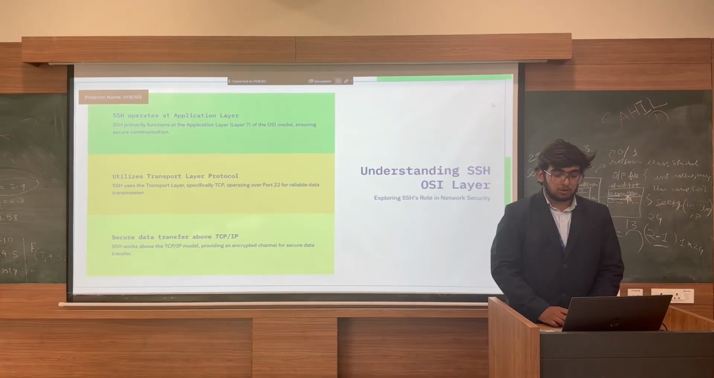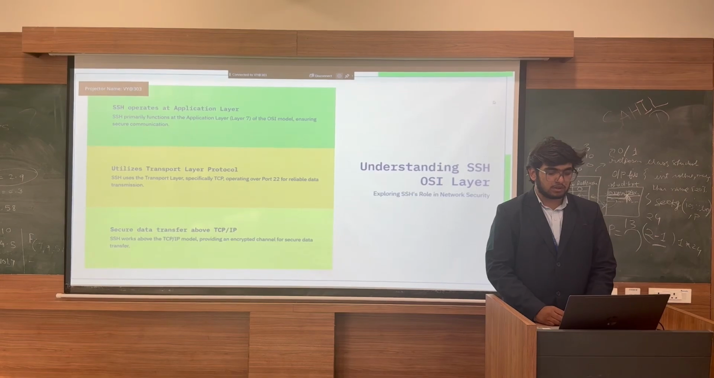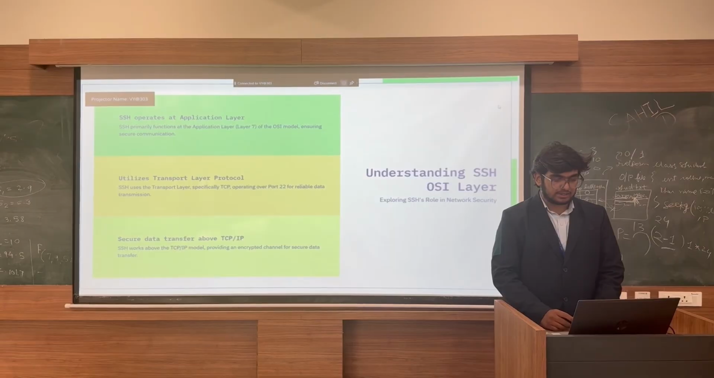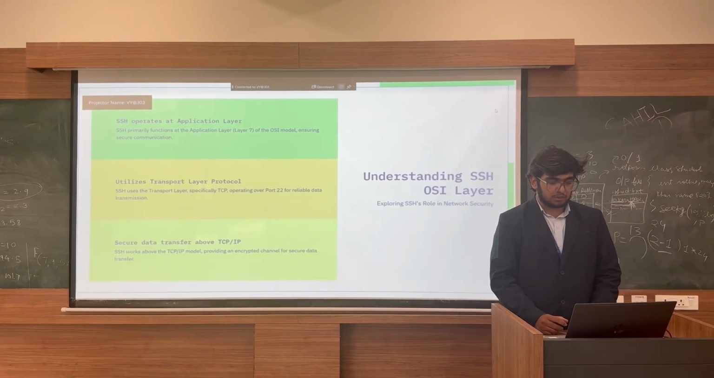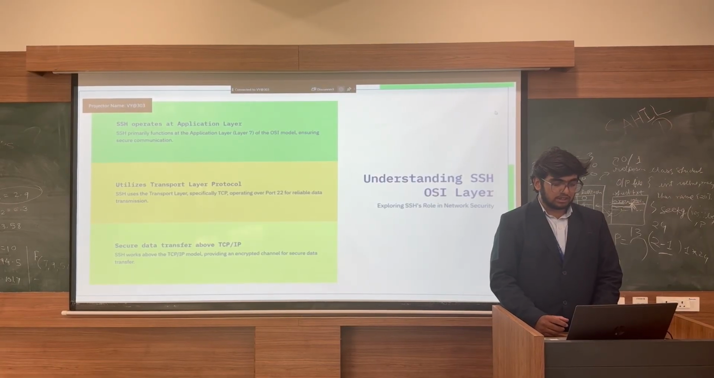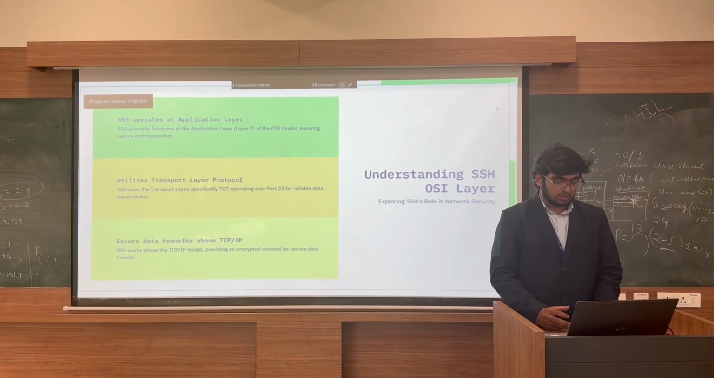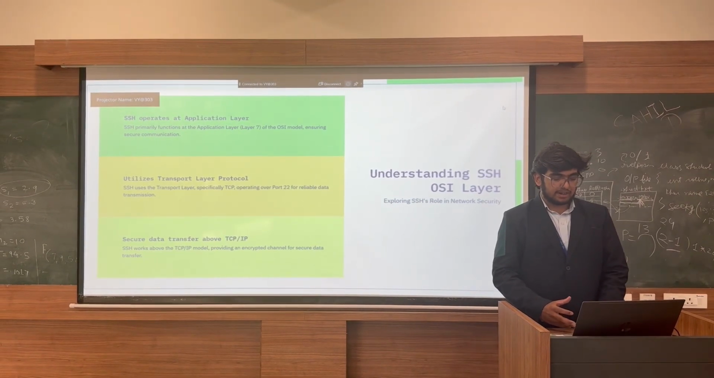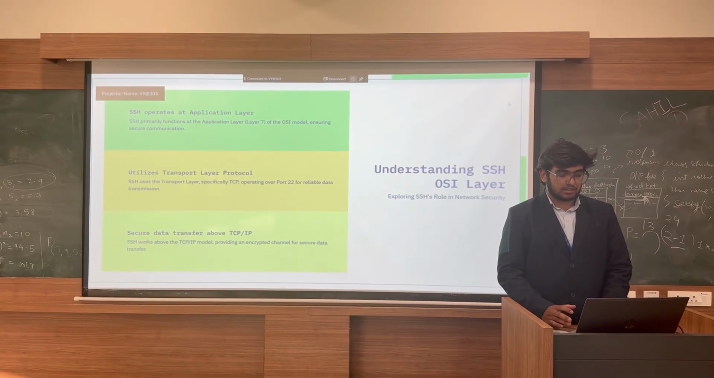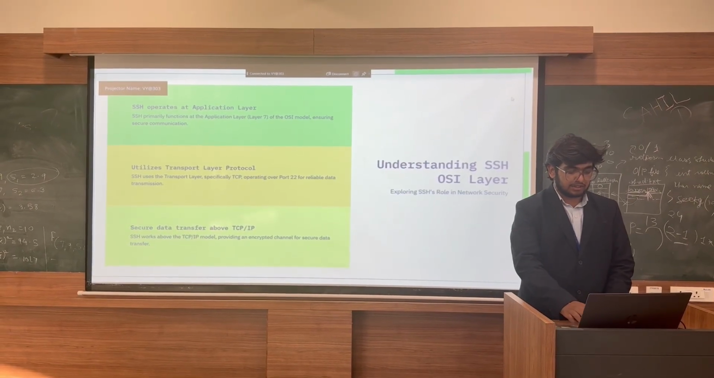Now we'll look at understanding SSH in the OSI layers. In network models, SSH operates at the application layer, layer 7 of the OSI stack. Using TCP at the transport layer, all SSH traffic rides over port 22 by default, ensuring reliable streams. Conceptually, SSH sits above the core TCP/IP suite, where TCP handles packet delivery. SSH builds an encrypted channel on top, wrapping your data so that even if someone intercepts the packets, they cannot decipher the contents.